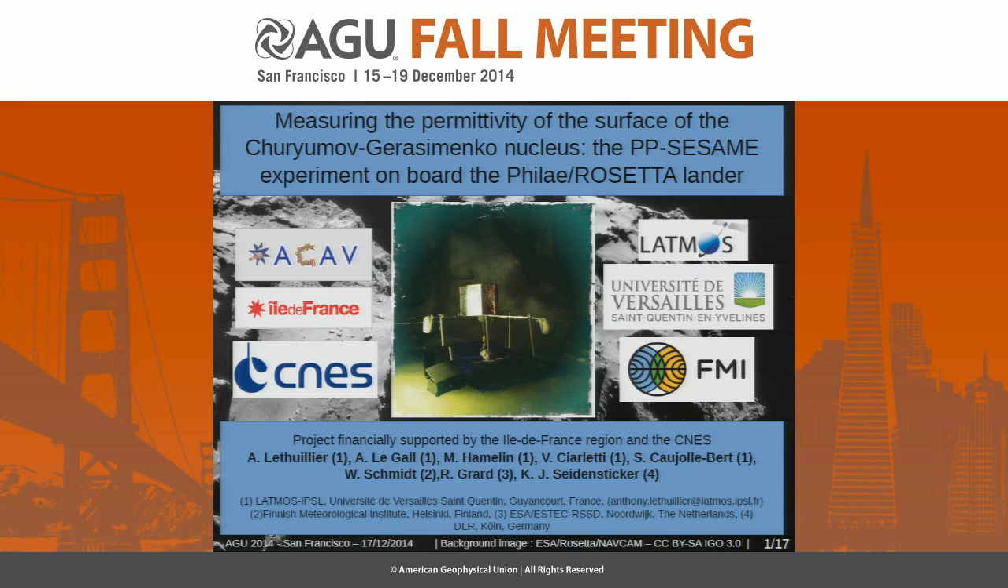So I'm going to present to you the PP instrument. PP stands for permittivity probe. Its objective is to measure the electrical characteristics of the subsurface of a nucleus of a comet. Knowing those characteristics can give us constraints on the composition, temperature, and porosity of the subsurface.